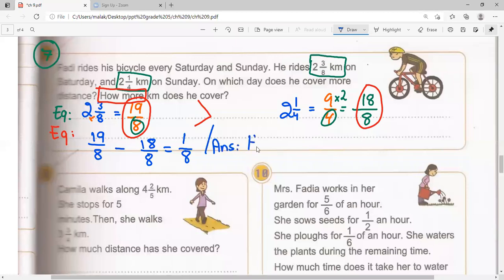So now we'll write the answer. He covered 1 over 8 kilometers on which day more, Saturday or Sunday? Saturday. On Saturday more than Sunday.